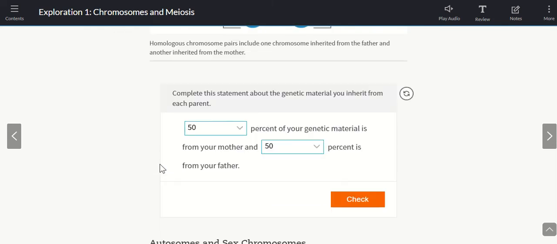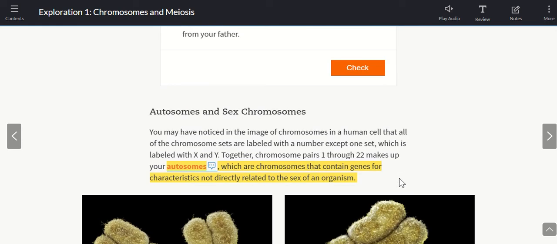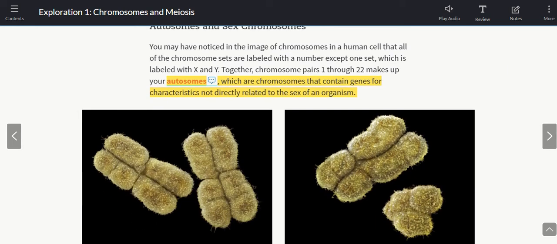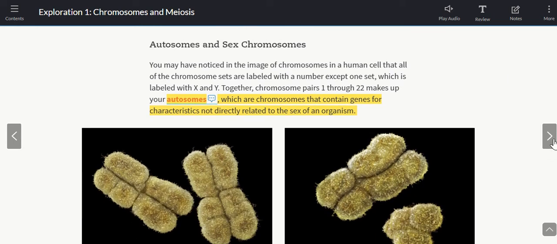All right, let's scroll down a little bit further. Again, whenever you come to one of these organizers, I would highly recommend you do it. Just a reminder, half of your genetic material comes from your mom, half of your genetic material comes from your dad. All right, so let's talk about the two different types of chromosomes that exist in our DNA. First of all, we have what we call autosomes.